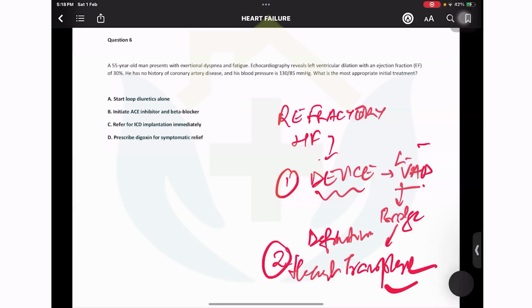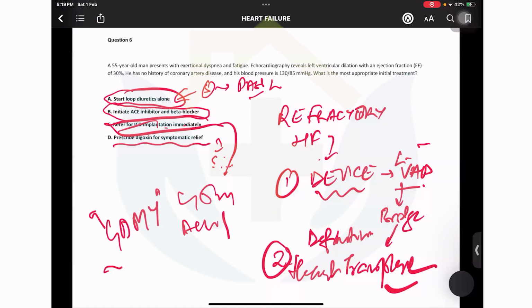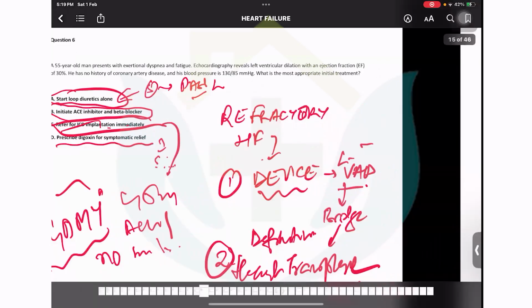So what we have seen here is that you would initiate an ACE inhibitor and a beta blocker. You will add digoxin at step 8 if the patient has atrial fibrillation. Loop diuretics you will use initially, but then as step 5 if the patient's PA pressures are high. ICD immediately, I don't think it makes sense. You need a minimum of 45 days of ACE inhibitor, ARBs, and good GDMT, as we call it, goal-directed medical therapy. At least 45 days of GDMT and no improvement in clinical status or ejection fraction, then you refer the patient. So not immediately, but at a later date.